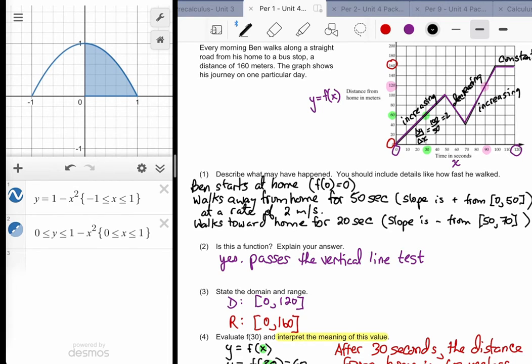Now the rate there, we can figure that out too. We have a change in y. It goes from 100 to 40, which is a change of 60 in the negative direction. So change in y over change in x is negative 60 over 20. So that's negative 3, at a rate of 3 meters per second.